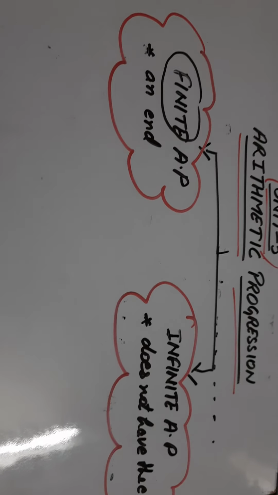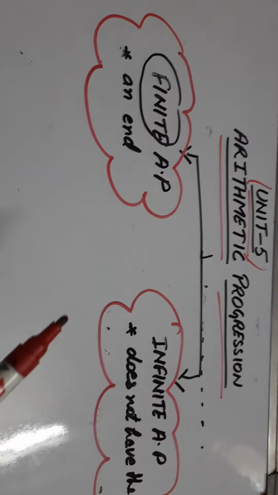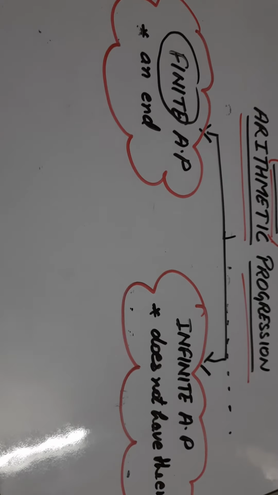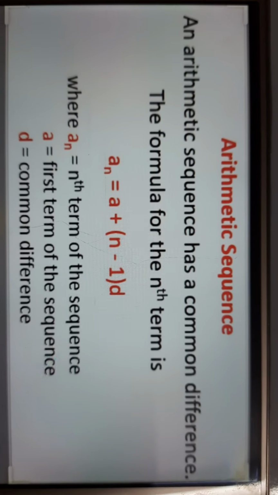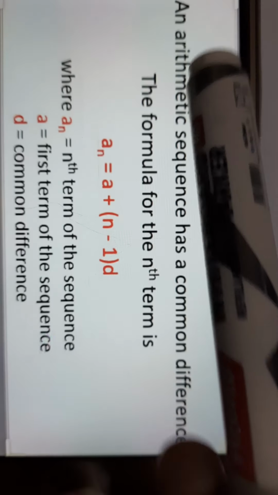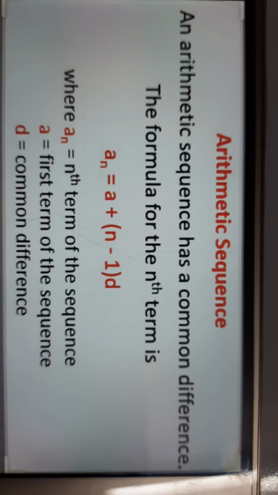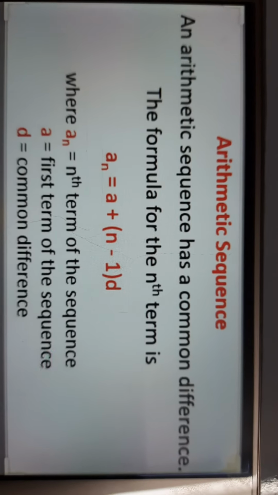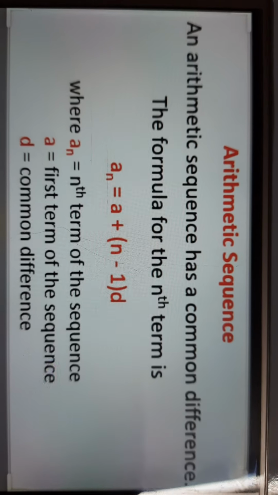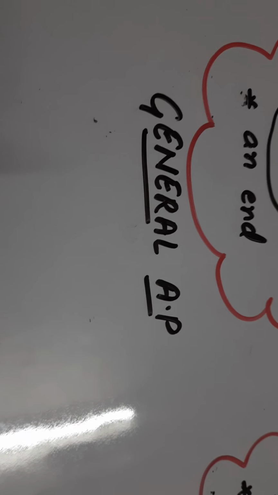So dear students, before starting the chapter, you must note down the definition of arithmetic progression, and what we mean by finite AP and infinite AP, right? Now let us see the formula. An arithmetic sequence has a common difference, and the formula for the nth term is a_n equals a plus (n minus 1) into d, where a_n is the nth term of the sequence, meaning the last term, a is the first term of the sequence, and d is the common difference.